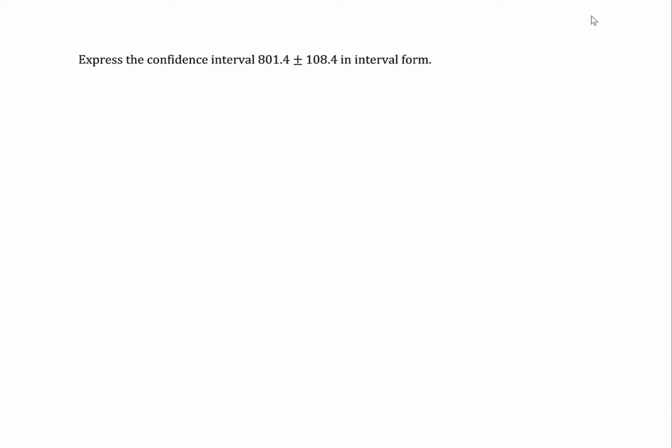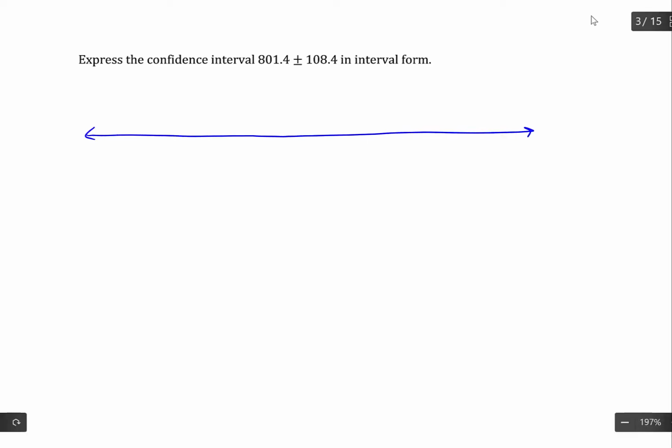Express the confidence interval 801.4 plus or minus 108.4 in interval form. Well, this confidence interval, the way it's being expressed, we have our point estimate, which is 801.4. It doesn't specify that that is a mean, but I'm just going to assume that it's the sample mean. All right, so this is my point estimate, x bar.